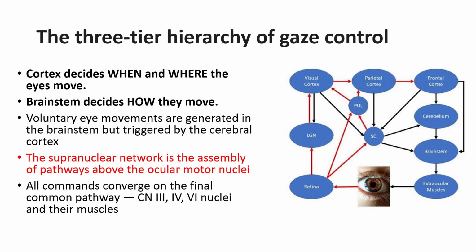The three-tier hierarchy of gaze control. Cortex decides when and where the eye moves. Brainstem decides how they move. Voluntary eye movements are generated in brainstem but triggered by cerebral cortex. The supranuclear network is the assembly of pathways above the ocular motor nuclei. All commands converge on the final common pathway, cranial nerves 3, 4, 6, and their muscles.